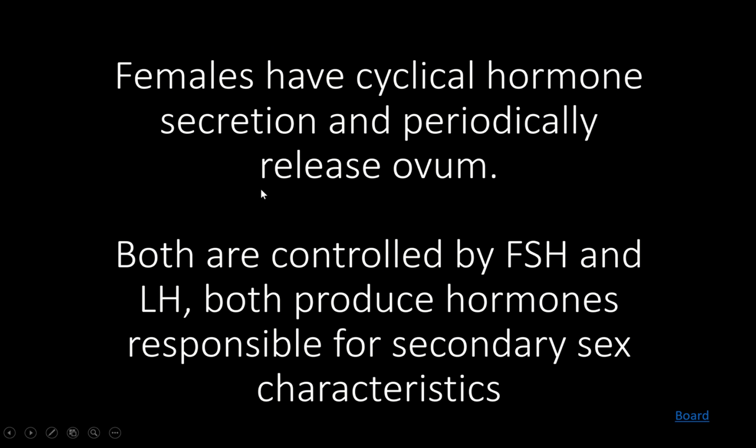Both, I forgot this part, are controlled by FSH and LH. Remember, those are made in the pituitary gland. FSH, follicle stimulating hormone, is made in the pituitary gland to stimulate those follicles to mature. And LH, luteinizing hormone, is made in the pituitary gland, okay? Those help with hormone secretion in the male and the female. And in the female, they obviously help with the whole cycle as well.